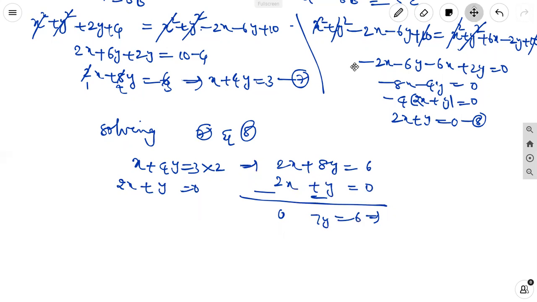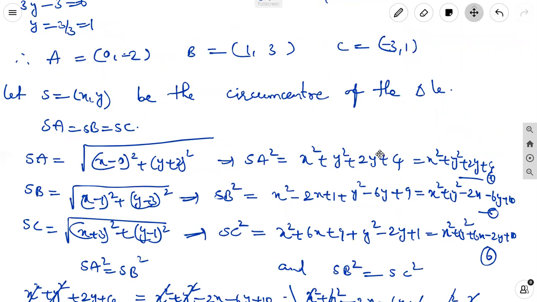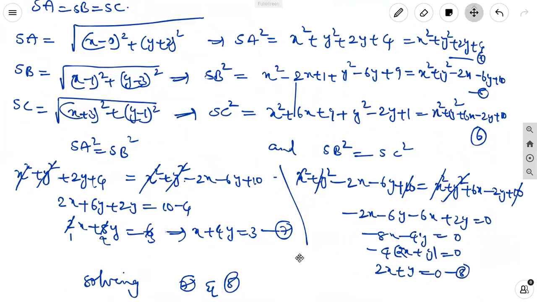Just check the values again. X minus 0, y plus 2. SB is 0 comma minus 2, 1 comma 3, minus 3 comma 1. Okay, we did it correctly, na? Once again we check it.